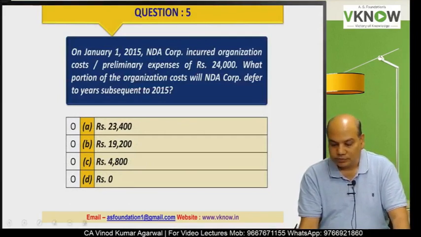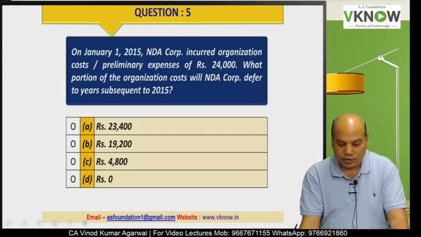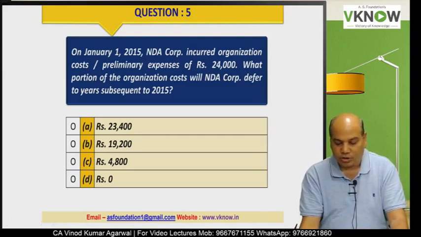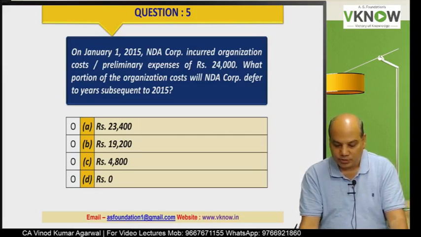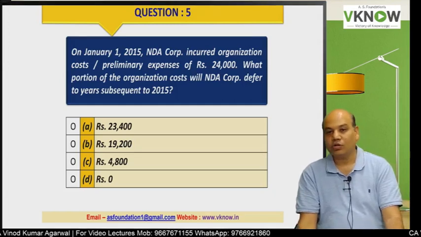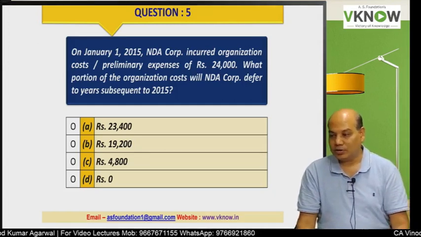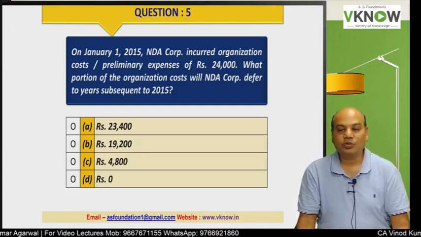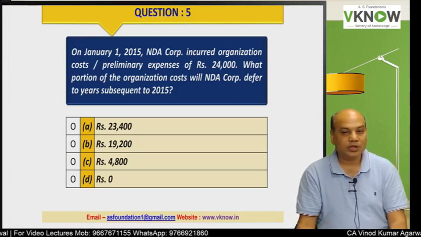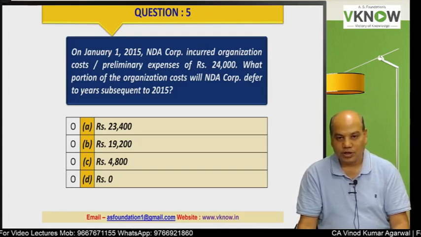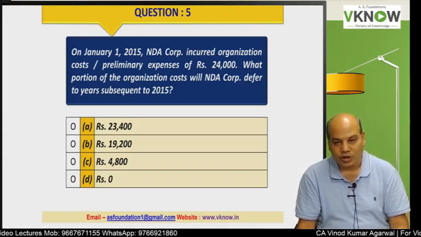Question number 5. On 1st January 15, NDA Corp incurred organization cost or preliminary expense of rupees 24,000. What portion of organization cost will be deferred to the year subsequent to 2015? Can we defer organization cost or preliminary expense? What have you studied? This cannot be deferred. They have to be charged to P&L account.